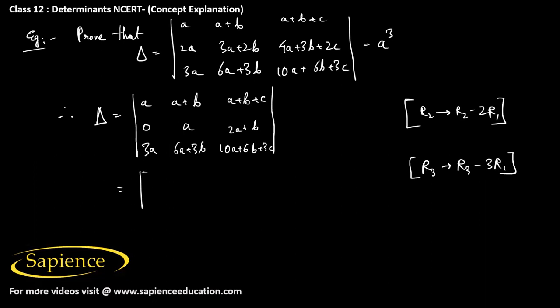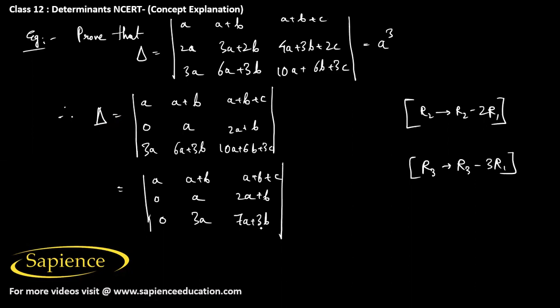So this will be equal to the determinant of a plus b, a plus b plus c, and this will become 0, a, 2a plus b, and then 3a minus 3a will become 0. 6a plus 3b minus 3a minus 3b will be 3a. This 10a plus 6b plus 3c minus 3 into this, so 3c with 3c will cancel, and this will become 7a plus 3b.